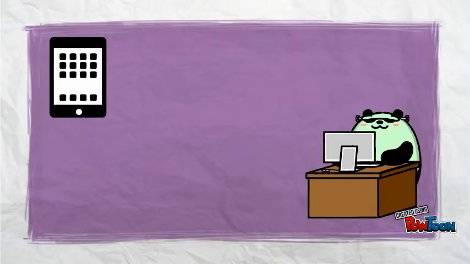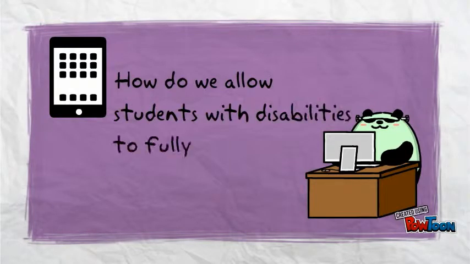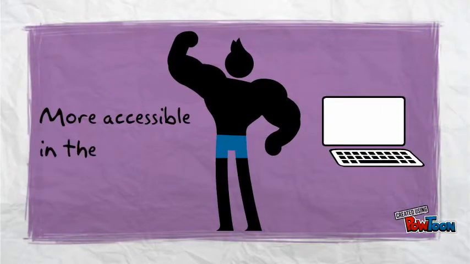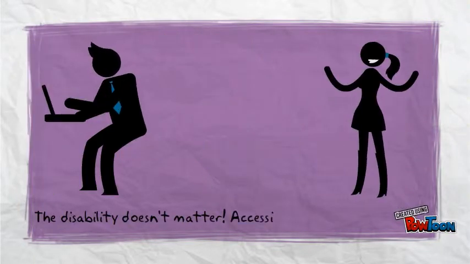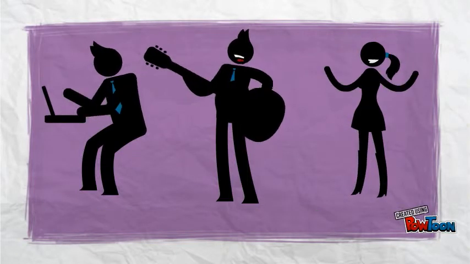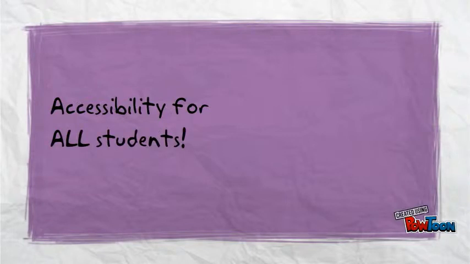How do we allow students with disabilities to fully access technology in their classroom? That's a great question. There are many ways to make your technology device more accessible for the students in your classroom. What if my students have ADHD, a visual impairment, a hearing disability, or even a physical impairment? There are accessibility features for all students that will help tremendously.